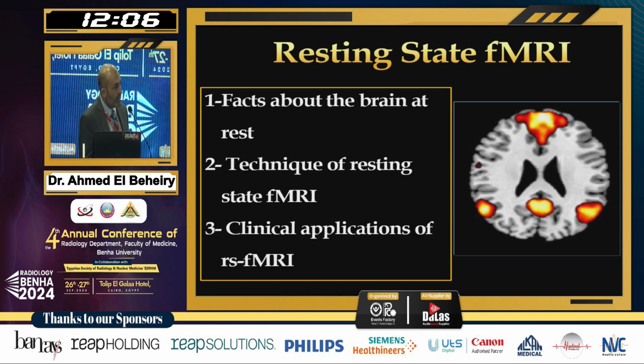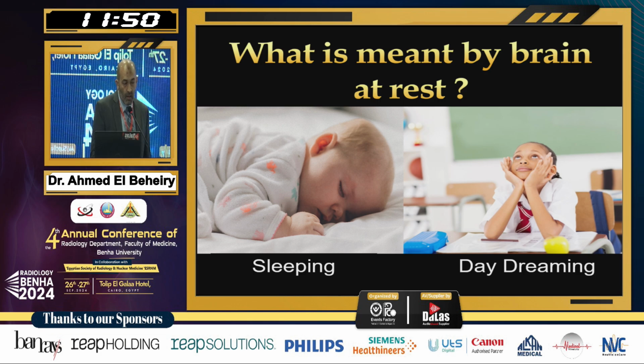Before going into the role of resting state in autism, I'll mention 3 main parts or 3 main points. Some facts about the brain at rest, followed by the technique of resting state fMRI, and ending by the indications and the applications of resting state. What is meant by brain at rest? This means any child, any teenager, any adult who is either sleeping or daydreaming. This is the brain at rest.